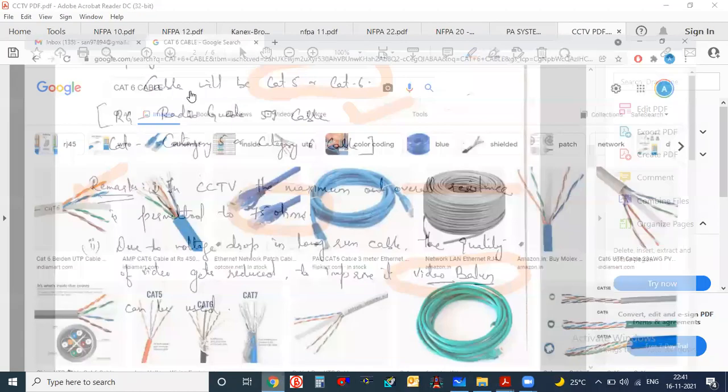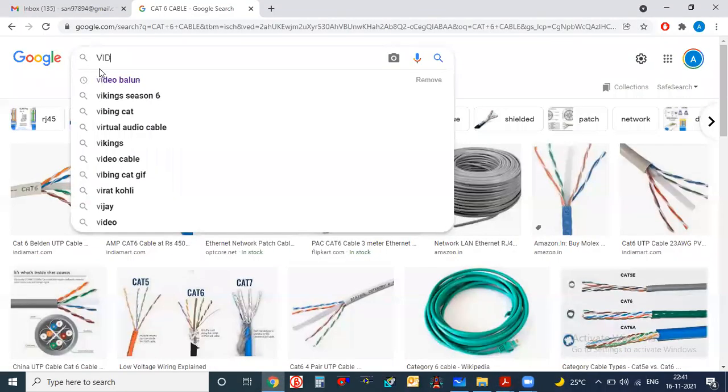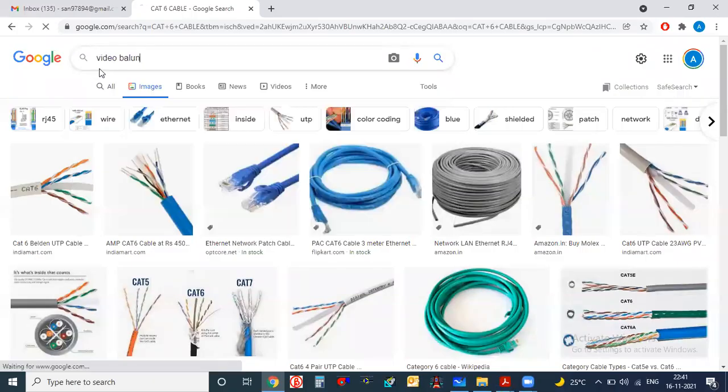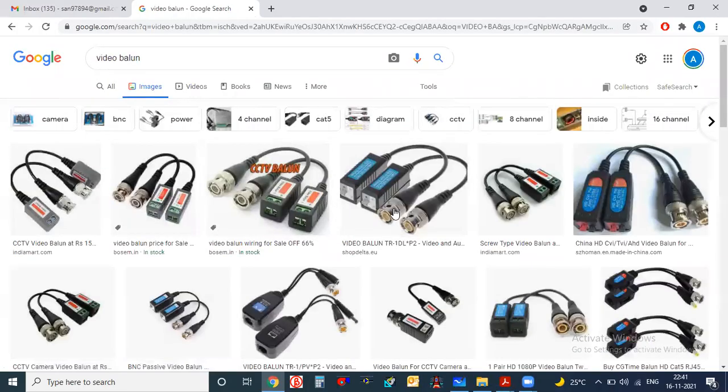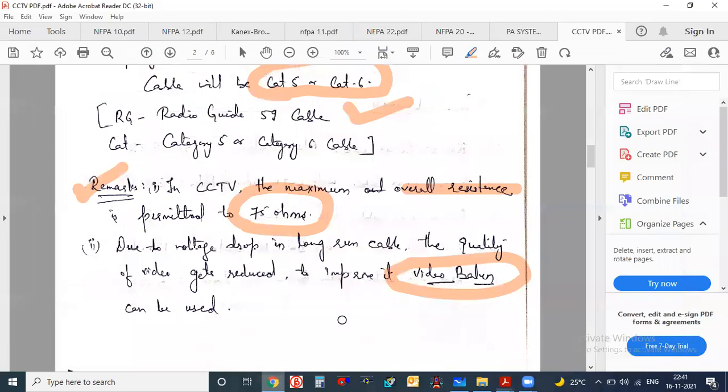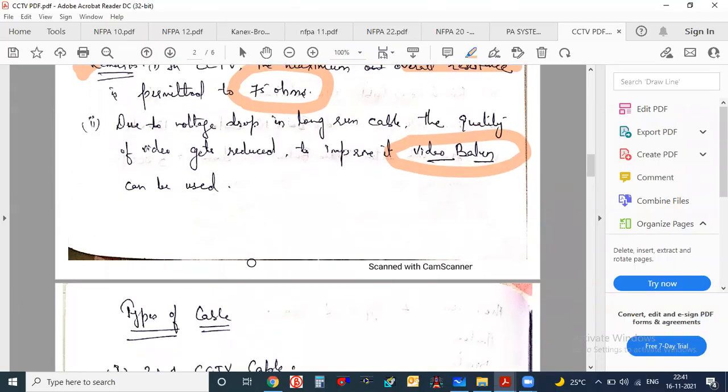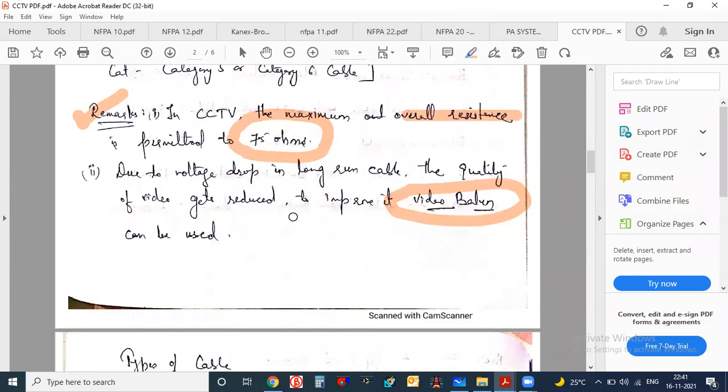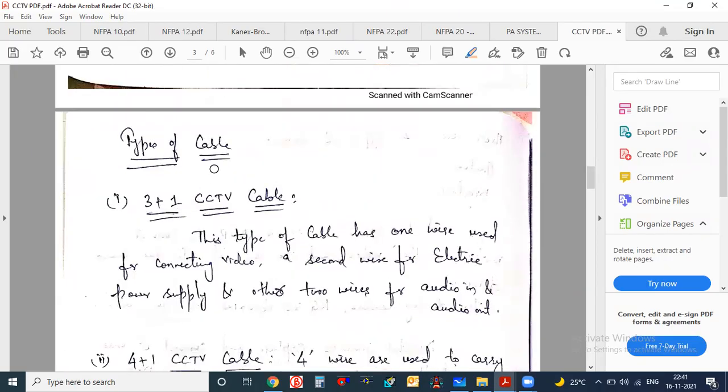Now, what is video balun? You can check. It is also one device actually. This is how a video balun looks like. So just for good quality photos or good quality video, we have to use video balun. Where we have to use it, it will show you here. Certain ranges are given like 10 meter, 20 meter, 30 meter. Like we have to place one video balun in between.